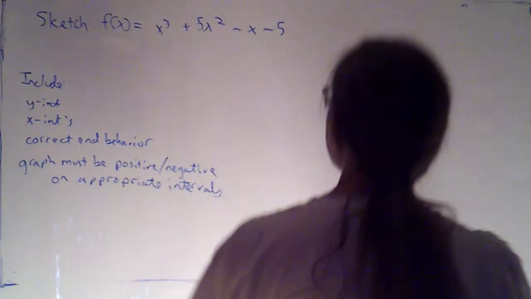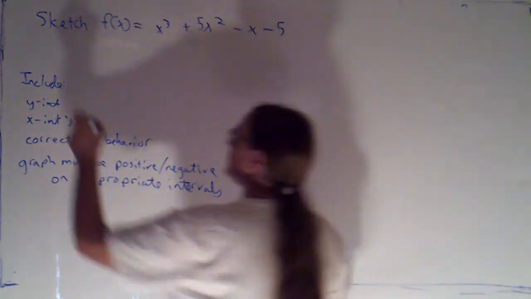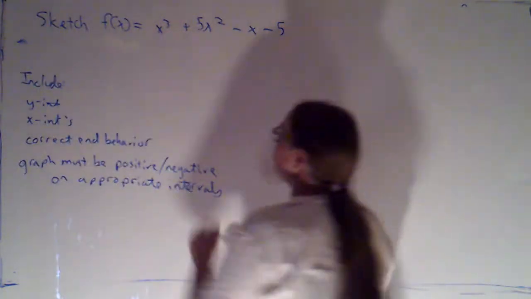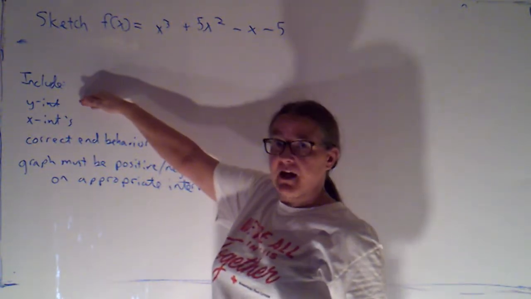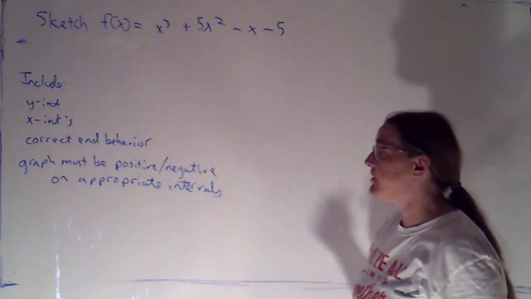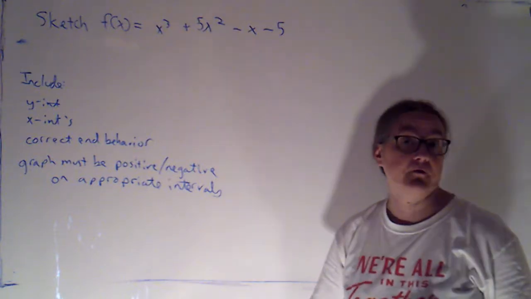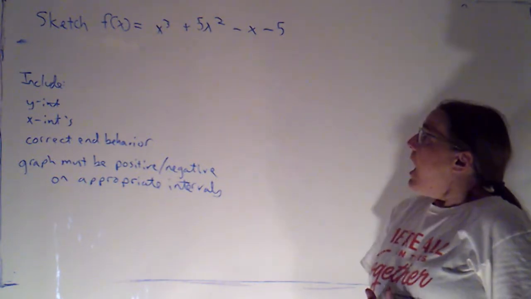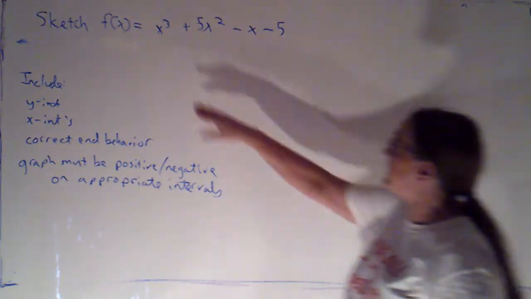I've got a polynomial up here on the board, and the directions are to graph it. Sketch the graph, okay? And more specifically, include the y-intercept and all x-intercepts. Make sure you have the correct end behavior, and your graph needs to be positive or negative on the appropriate intervals, okay?